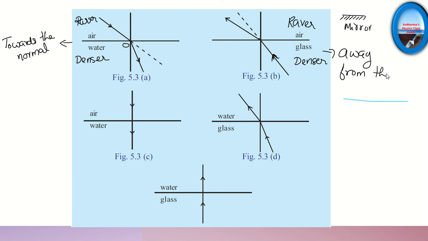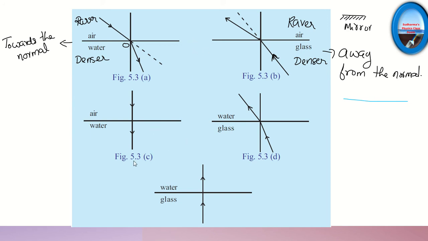Away from the normal. Okay. So when light travels from rarer to denser medium, the light will be bending towards the normal. And when light travels from denser to rarer medium, it will be bending away from the normal.